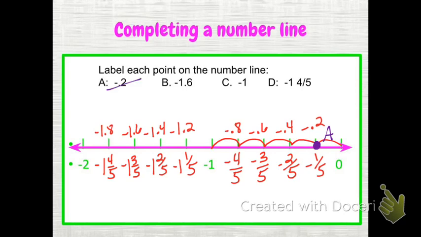The next one is negative 1.6. That was right here, also known as negative 1 and 3/5. So put a big dot right there and put the letter B. The third one is negative. That's C. And the last one, negative 1 and 4/5, which is also known as negative 1.8, right? So put a dot right there. And that's going to be D. Now this, what you've just done right here, is exactly what you're about to do on several different number lines. So you're going to be doing these kinds of problems.